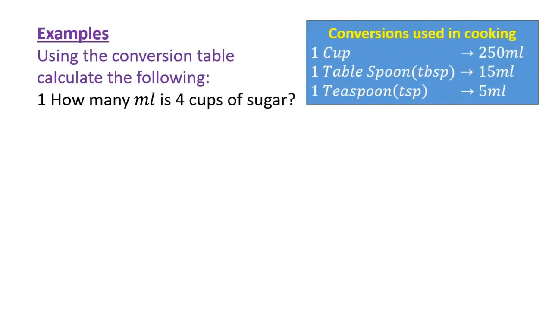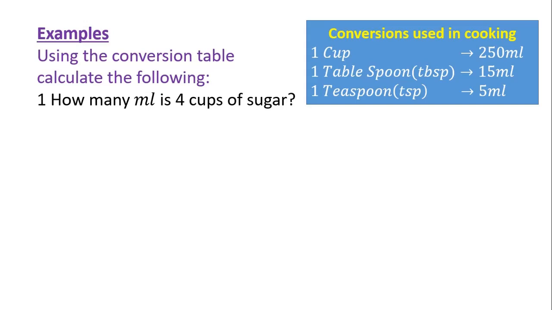But let's look at some examples, and we're going to be completing 4 in this video. Let's see the first one. Using the conversion table, calculate the following. And our first one is how many milliliters is 4 cups of sugar. Now if you look on the right hand side, we've got conversions used in cooking, and we've got 1 cup, 1 tablespoon and 1 teaspoon, and what they are in milliliters. Now you will always be given this table. The only thing that you do have to remember is that TBSP stands for tablespoon and TSP stands for teaspoon.